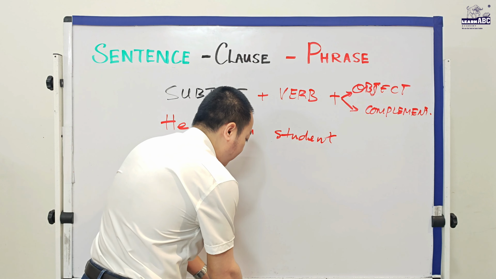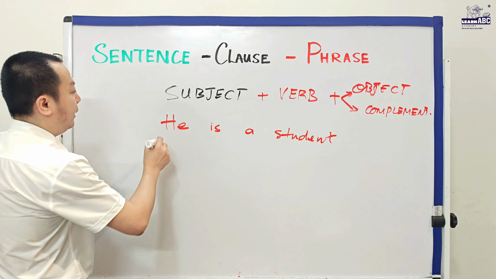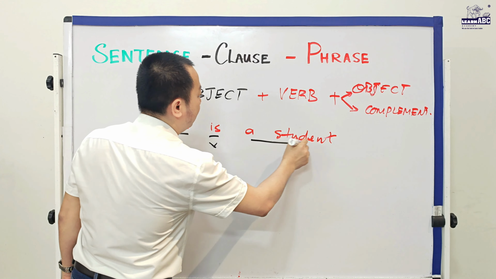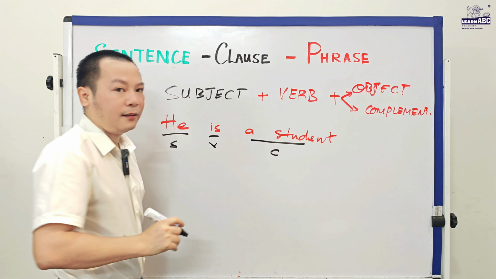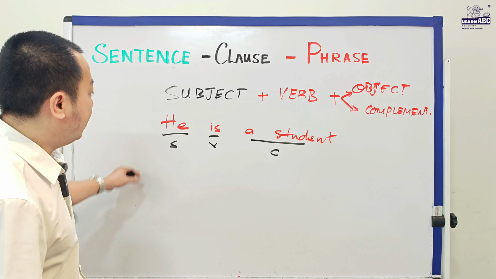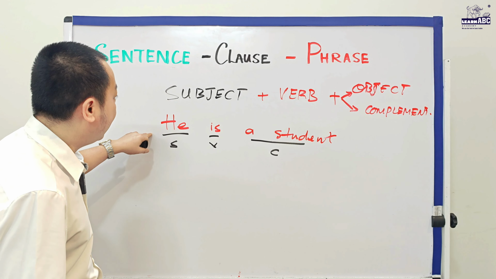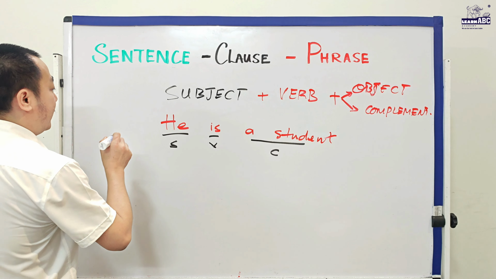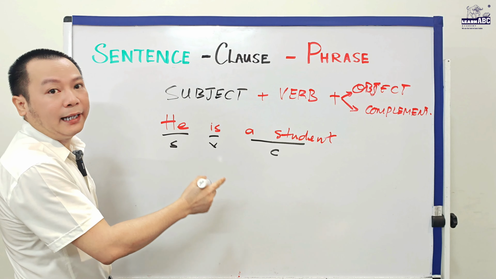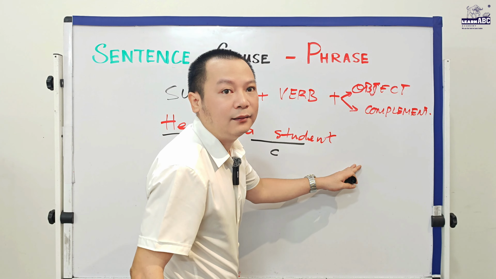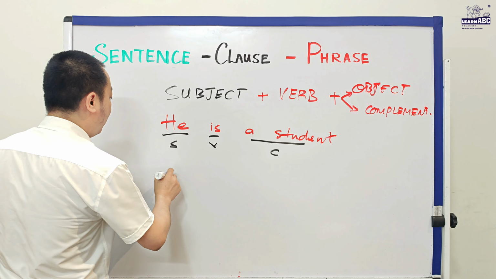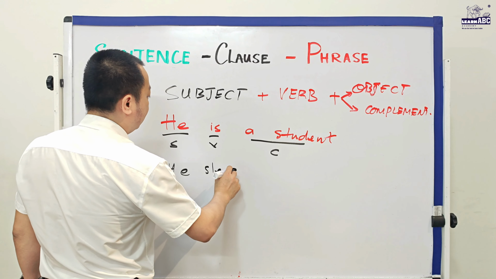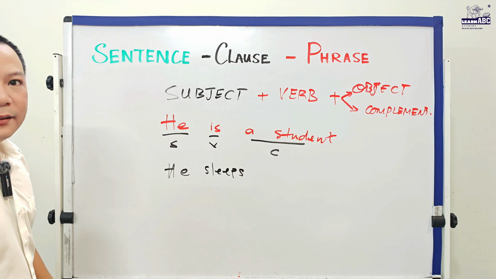Now just look at the components of this sentence. He is the subject here and is is the verb here. And a student is, we can say, the complement here. So this is a sentence because it has a subject and it has a verb. Next, it gives you a complete idea, which means you don't need anything else to understand. For example, he sleeps. Simple like that.